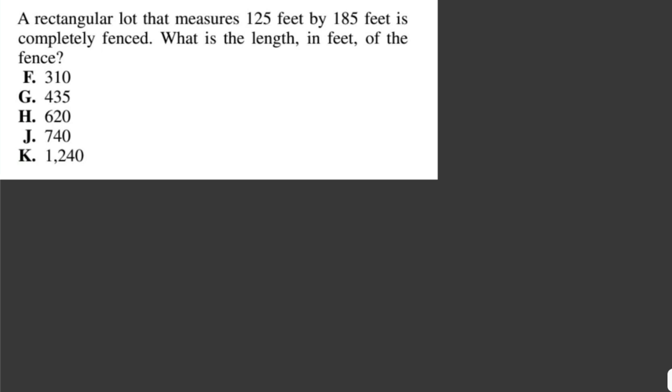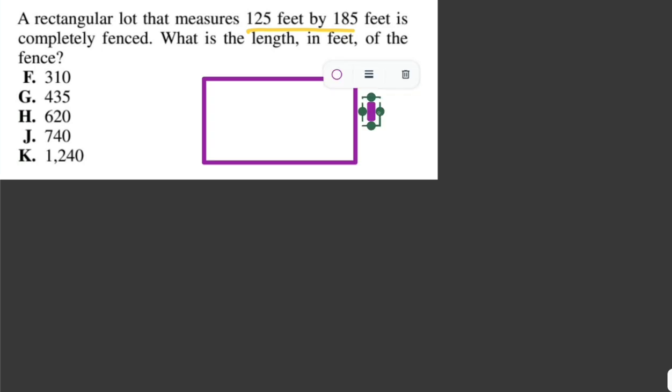Now, to find the length of the fence needed to surround a rectangular lot, which is 125 feet by 185 feet, we calculate the perimeter. Let's say this is the rectangular lot and it measures 125 feet. That's the width, and the length is 185 feet.